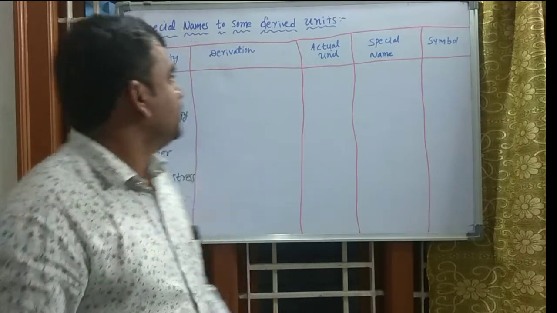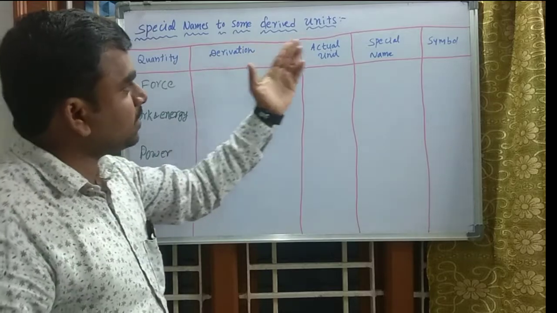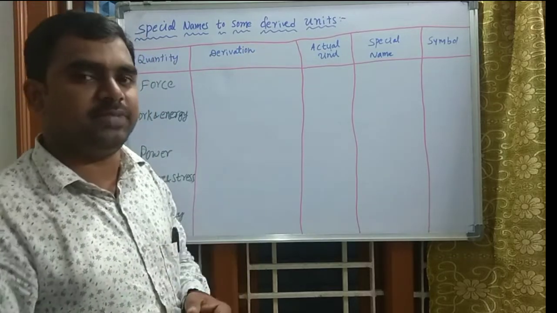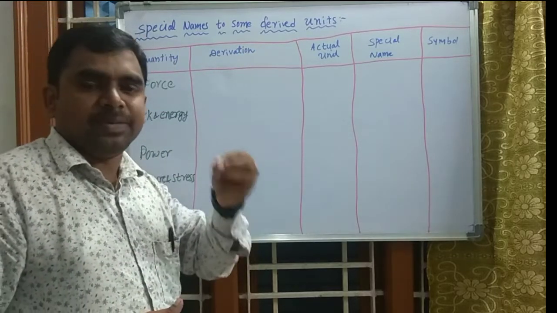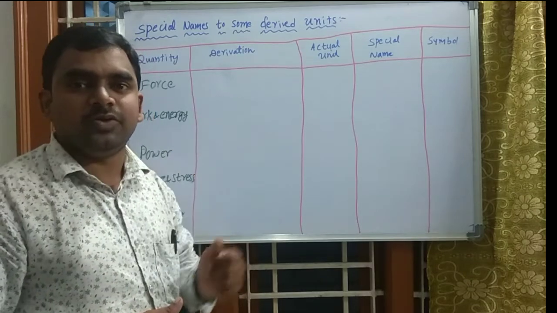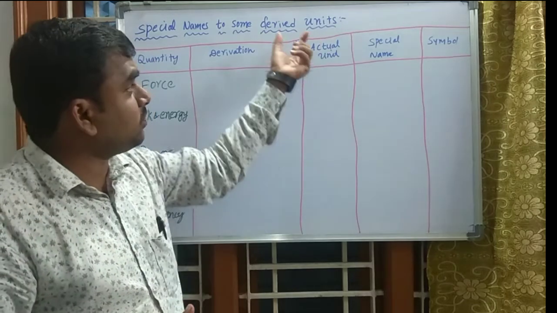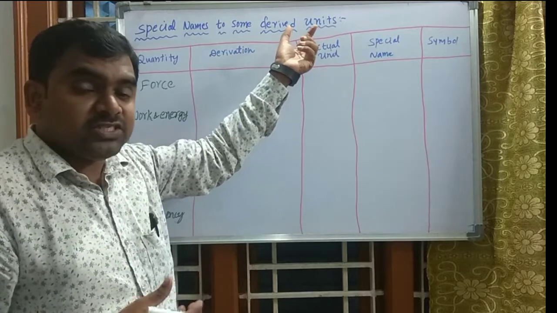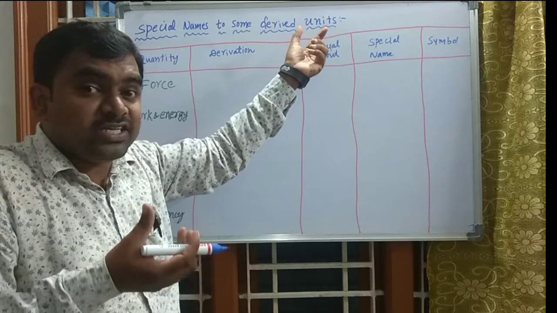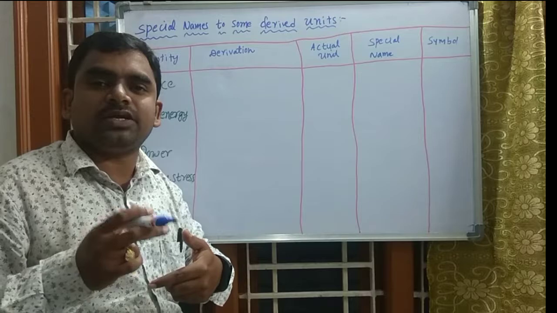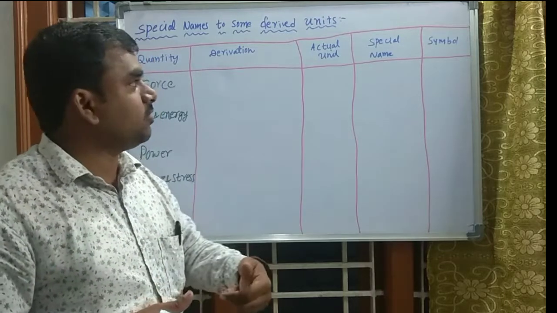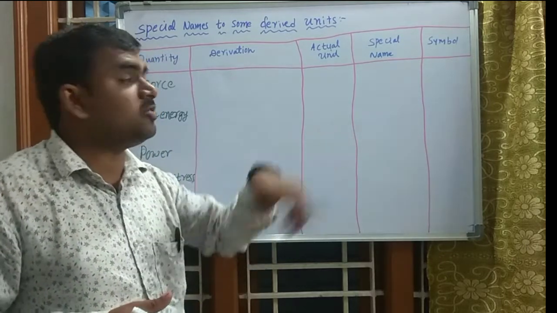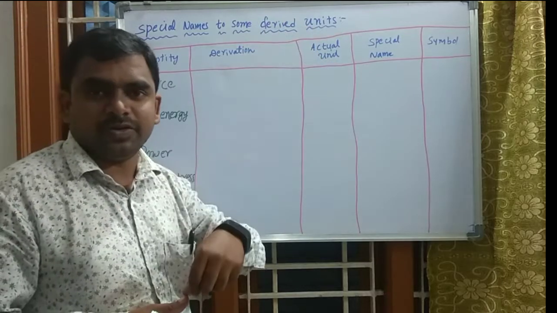Now, special names for some derived units. Why do we have to keep them? Because some of the units are derived. First of all, what is a derived physical quantity? The quantities which are derived from the base quantities are called derived physical quantities. The units corresponding to them we call derived units.